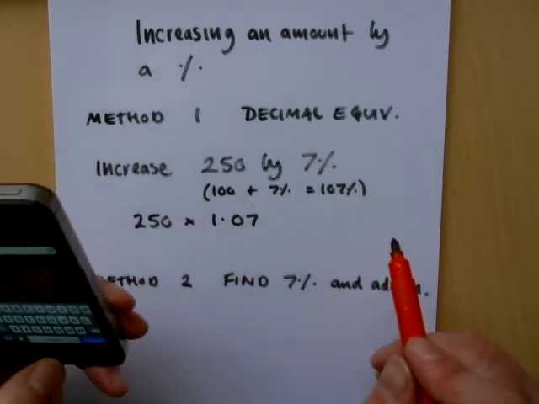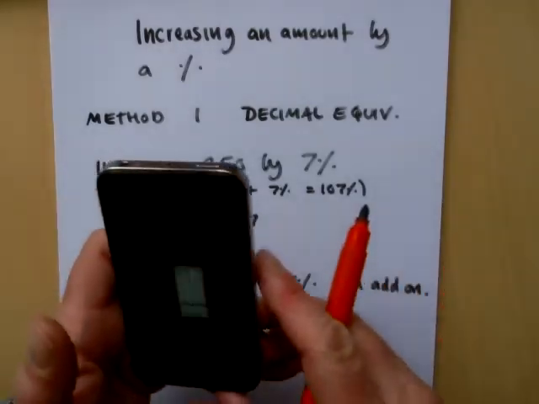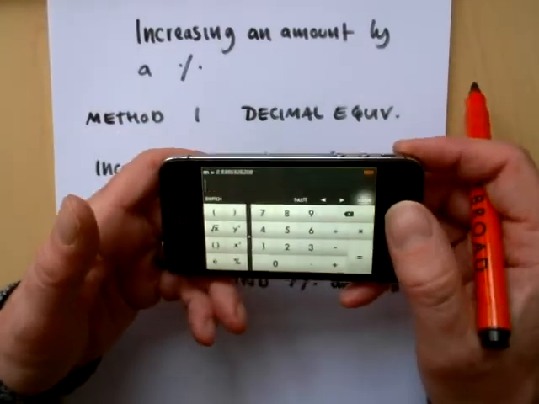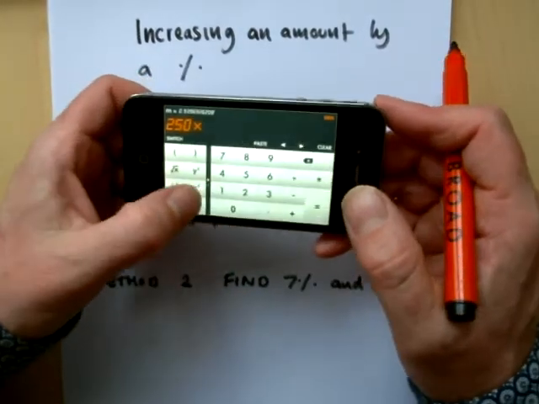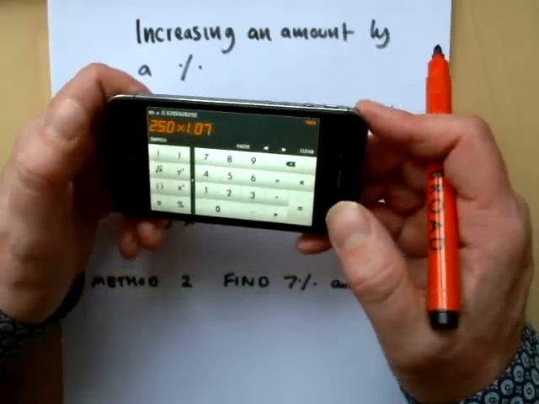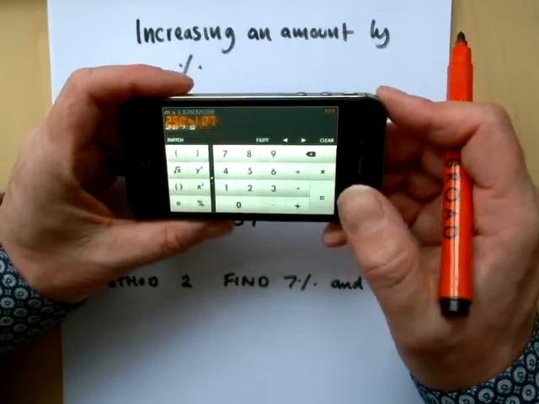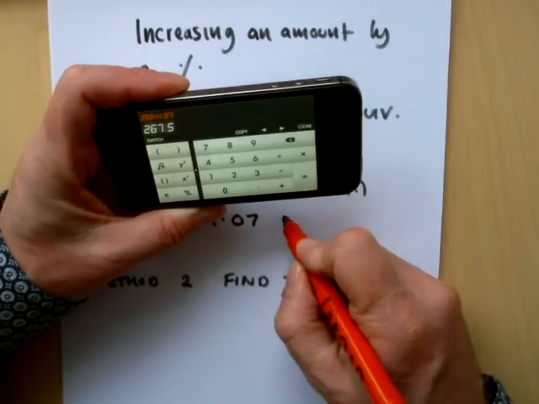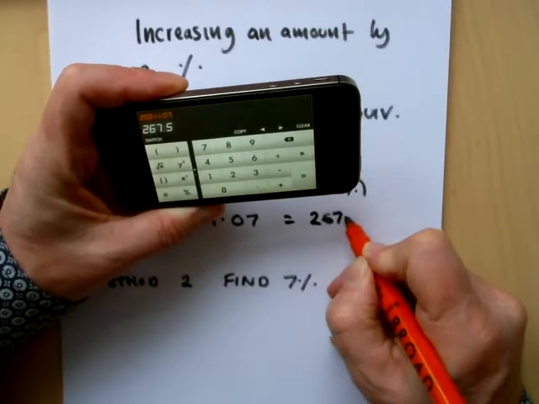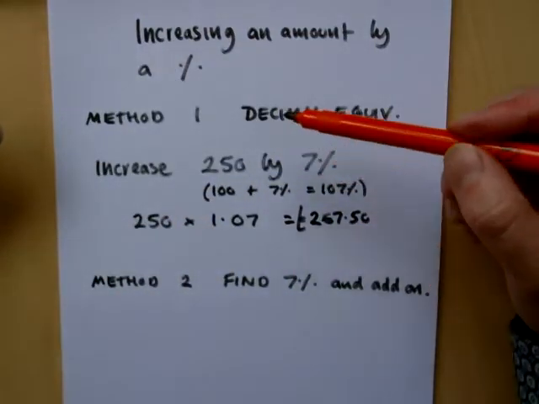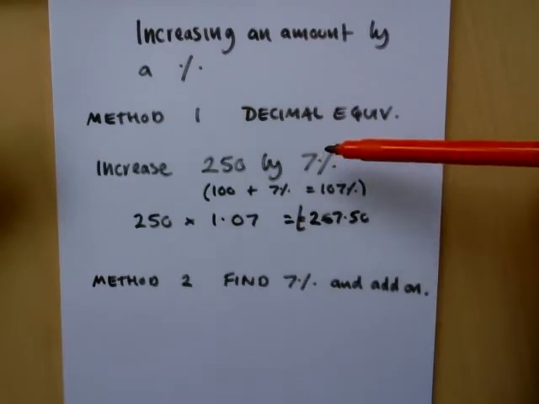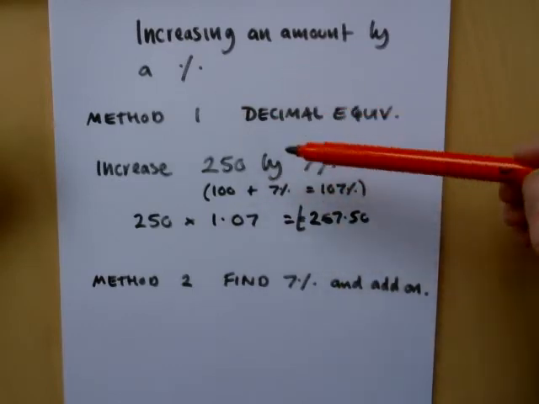That's the thing, so bear with me a second. I'm getting better at this. Right, good. So I clear that. So I've got my 250 times 1.07, and that adds on 7%. So I've got £267.50. Now, if you practice writing out increase by percentages, and we'll show a few more, it isn't really that hard.